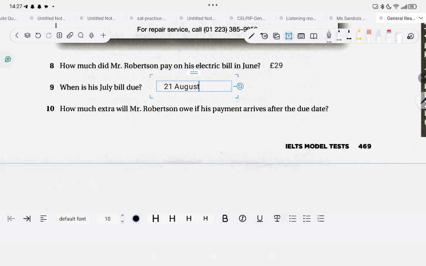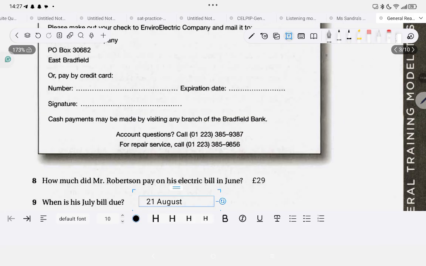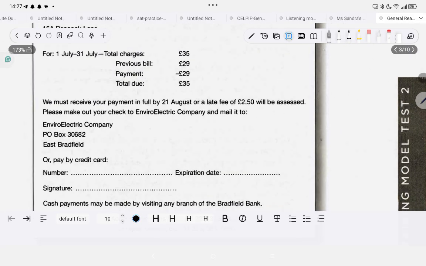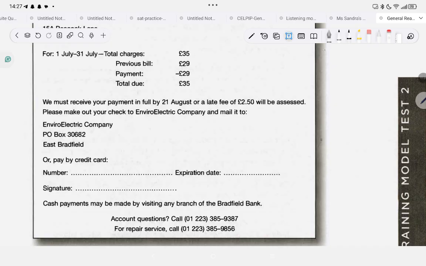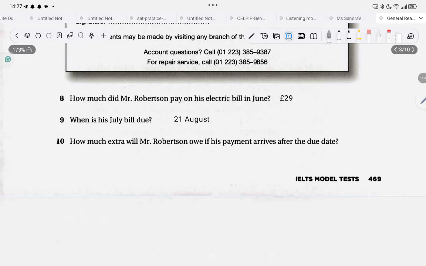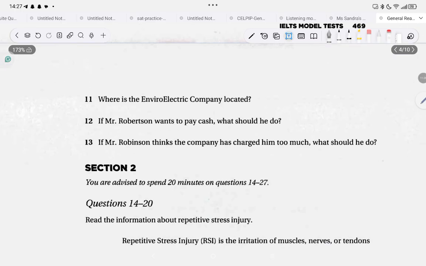Next says how much extra will Mr. Robertson owe if his payment arrives after the due date? I remember that was £2.50, right? It says we must receive your payment in full by 21st August or a late fee of £2.50. So that's the answer.